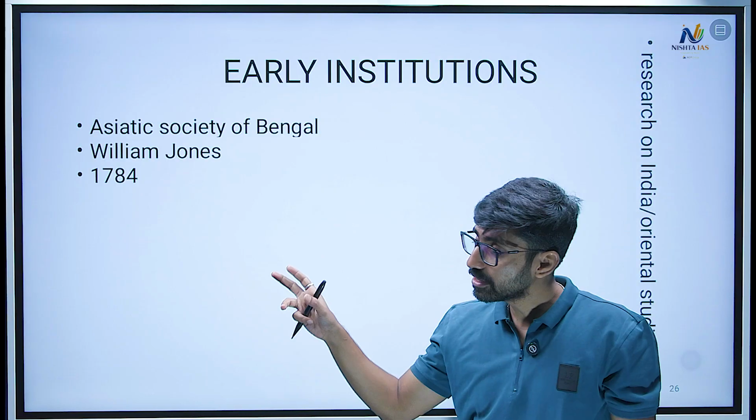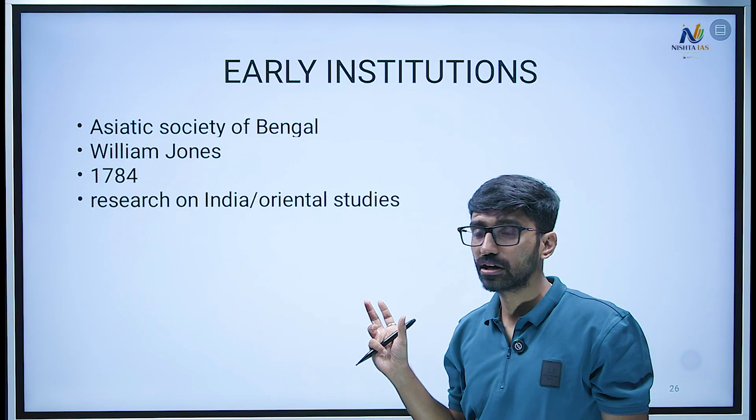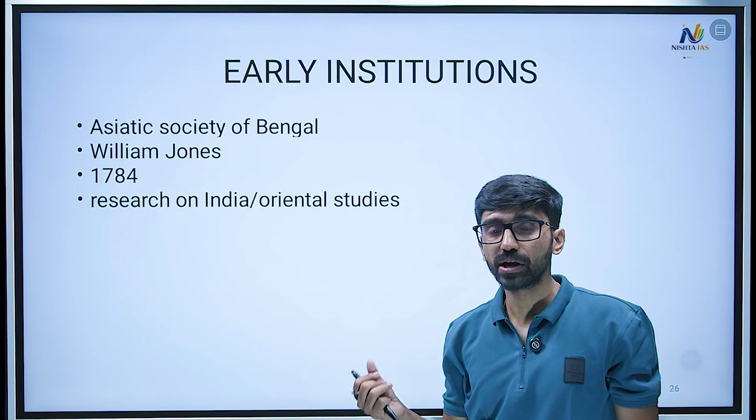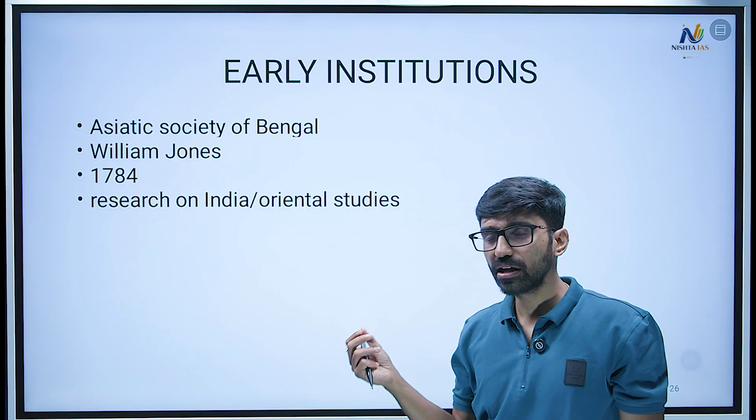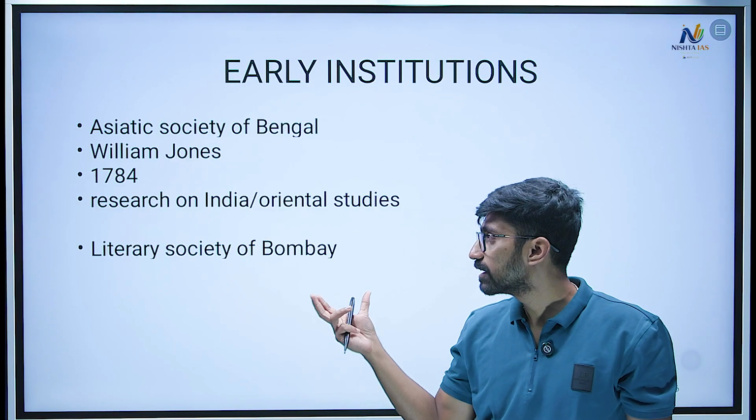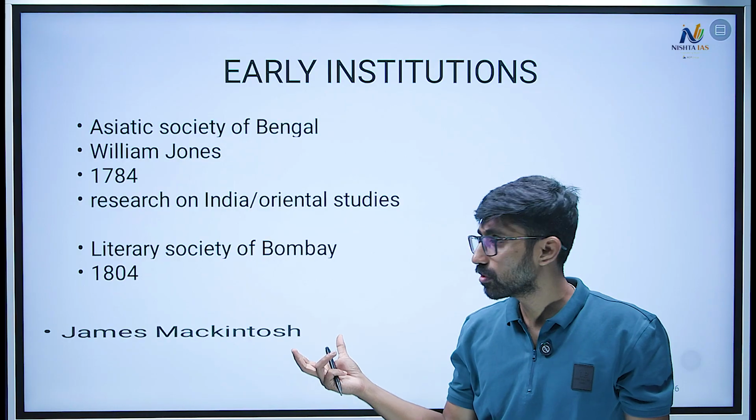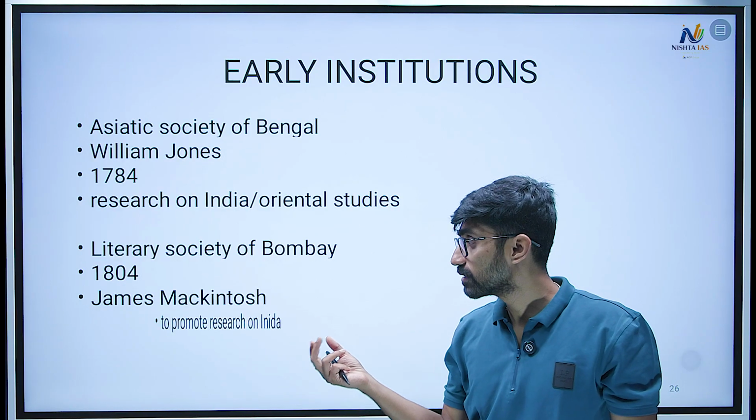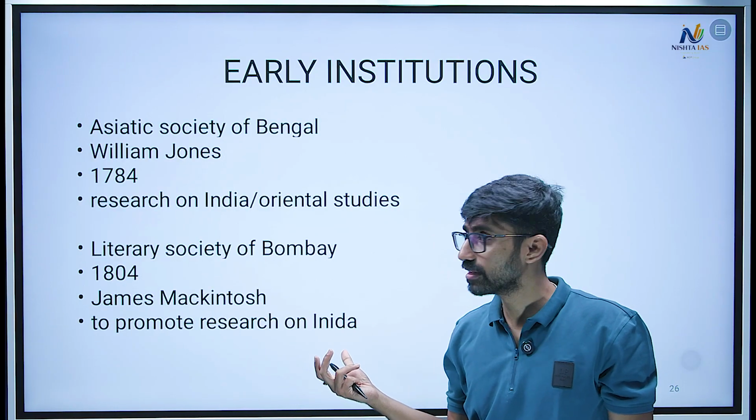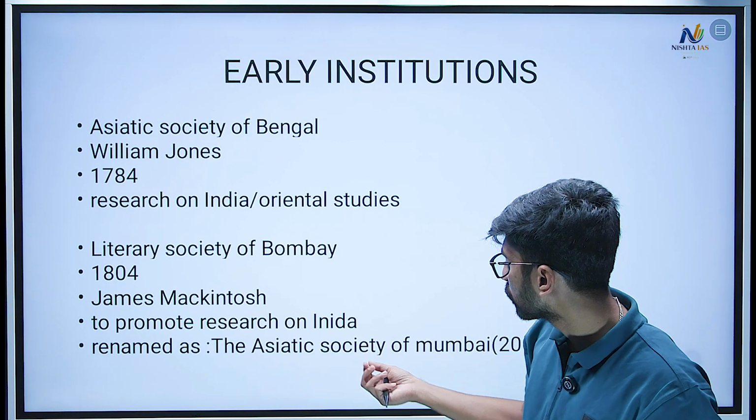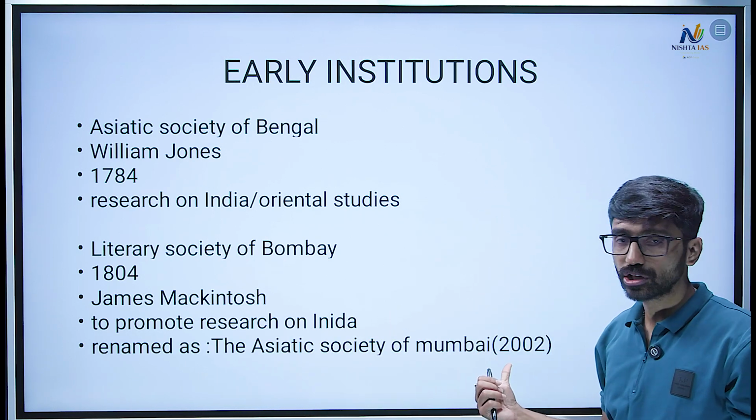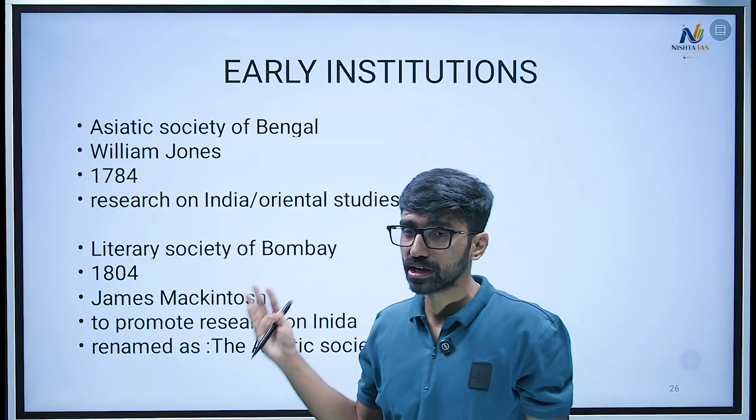And then again 1784, to study the Oriental system, Oriental philosophy. Oriental means Eastern philosophy. Eastern philosophy included, of course, India also. And again the Literary Society of Bombay, it is 1804. James Mackintosh, it is also called Asiatic Society of Bombay. In 2002 it was actually named Asiatic Society of Bombay or Mumbai, again to promote research in India, that is Oriental research.